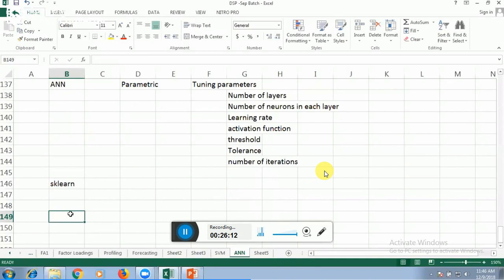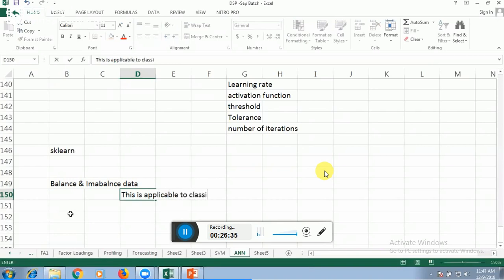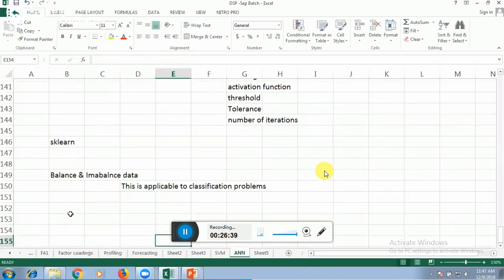But before that, I also want to quickly talk about balanced and imbalanced data. What is balanced and imbalanced data, guys? This works when you have a categorical, classification problem. This is applicable to classification problems. What is the classification problems applicability?